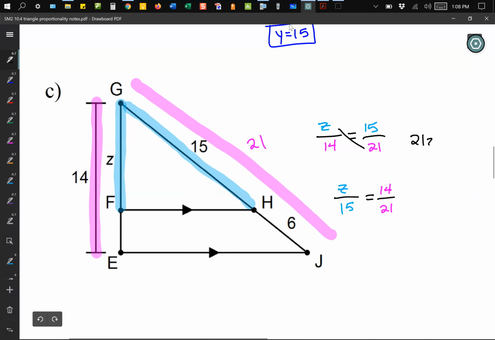I get 21z equals 14 times 15, which is 210. So you get the same answer no matter which way you set it up. So just be consistent. Either way, you're going to get z equals 30. No, not 30. Where did I get 30? 10. z equals 10.